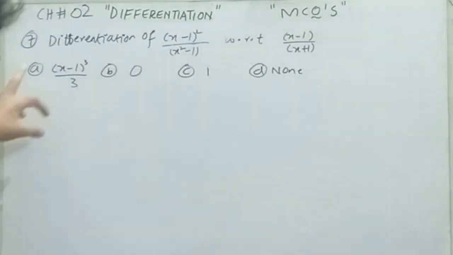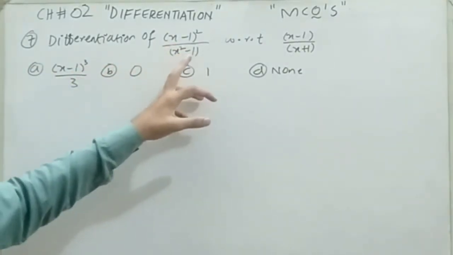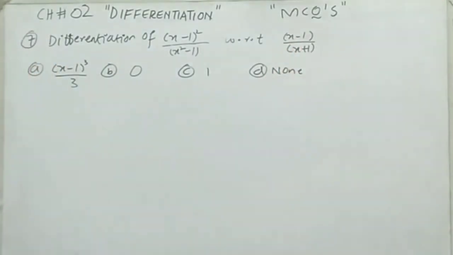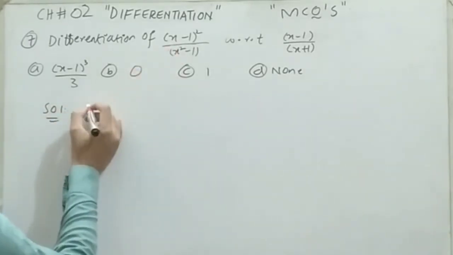Now move toward MCQ number 7. It asks for the differentiation of (x minus 1) whole square divided by x square minus 1 with respect to the second function, (x minus 1) divided by (x plus 1). Move towards the solution. First we are going to find the derivative of the first function.